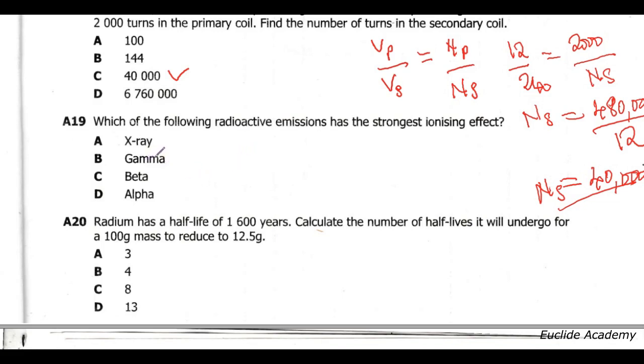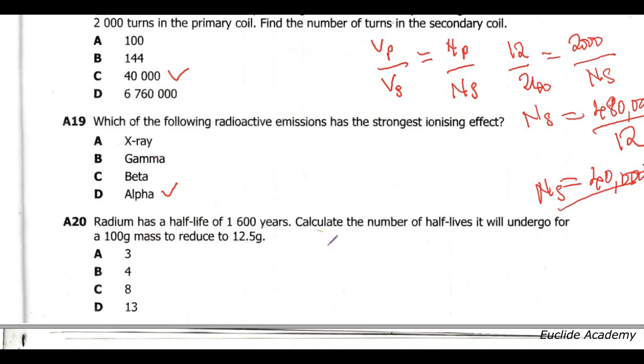So the radioactive emission which has the strongest ionizing effect, amongst all these, is the alpha. Alpha has the most ionizing effect. Radium has a half-life of 1600 years. Calculate the number of half-lives it will undergo for a 100-gram mass to reduce to 12.5 grams.